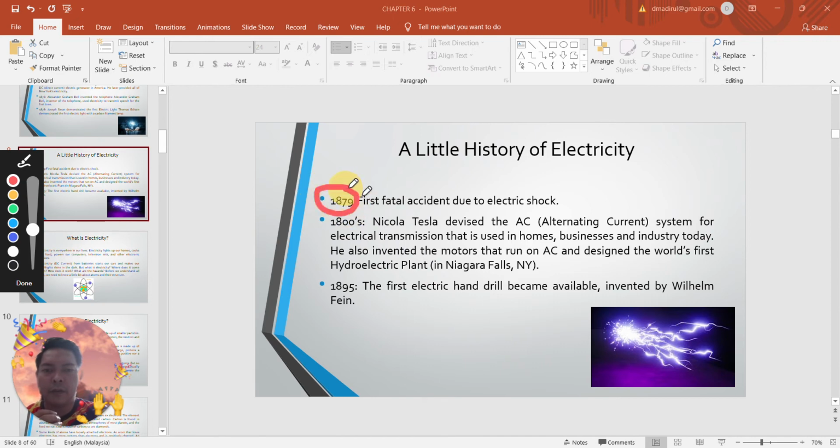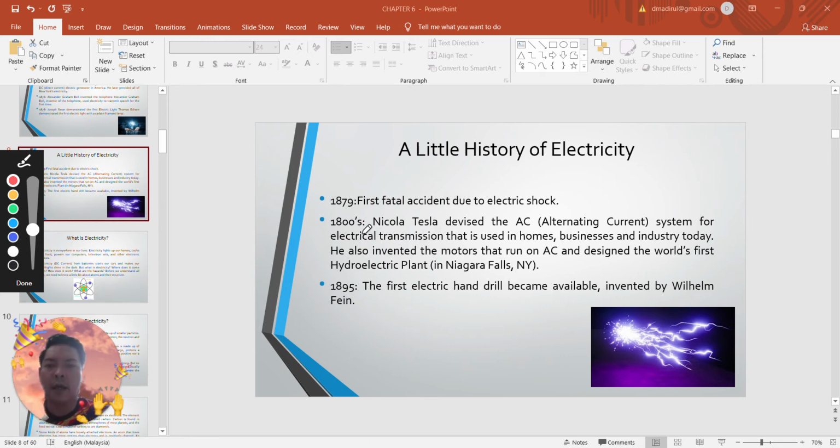However, in 1879, there was the first recorded fatal accident due to electric shock. At that time, when people started to develop and research electricity, they had little knowledge of how to work with electricity, because electricity was a theory that was quite new at that time.